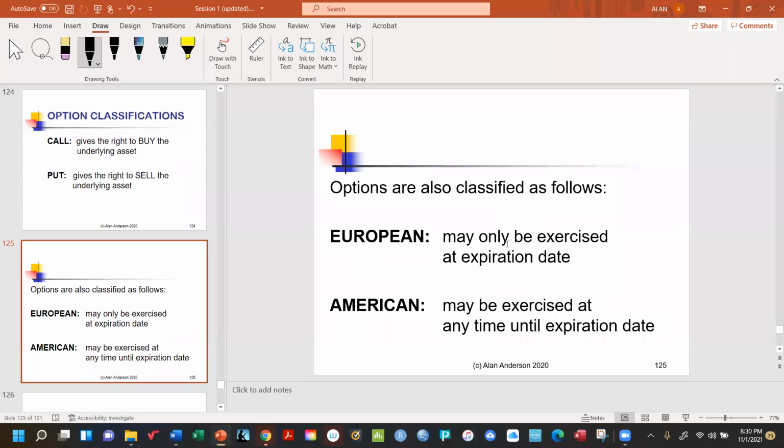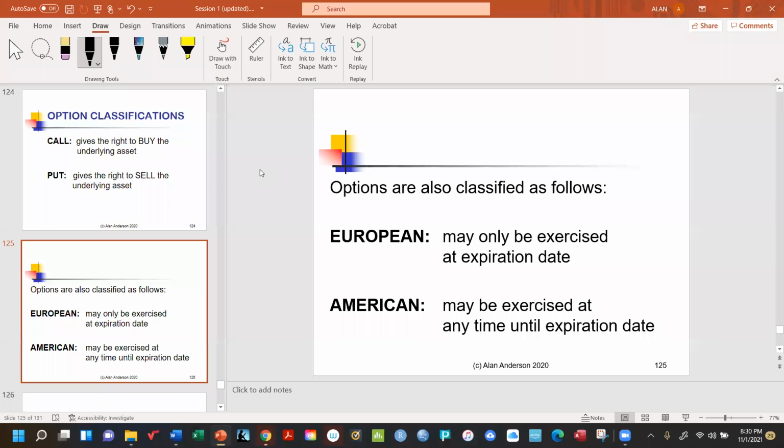All right. Also, there's another way in which they can be classified, European and American. Now, geography has nothing to do with this. The European style options can only be exercised on the expiration date. The American style options, you can exercise any time up until that expiration date. So the American style options are clearly more valuable than the European style. But of course, that means the American style options are going to be more expensive.